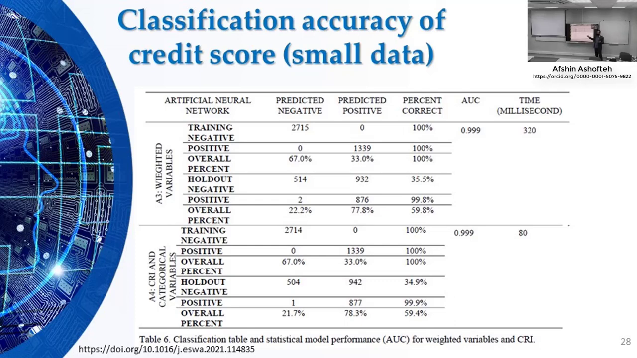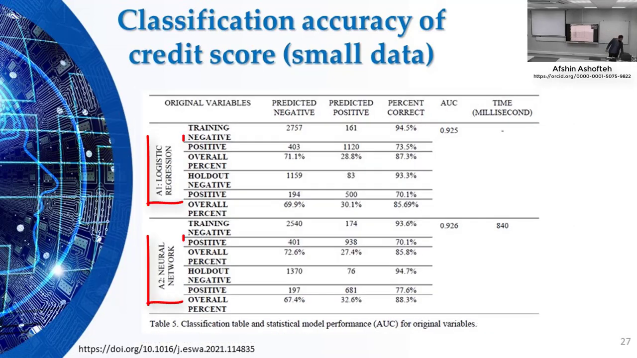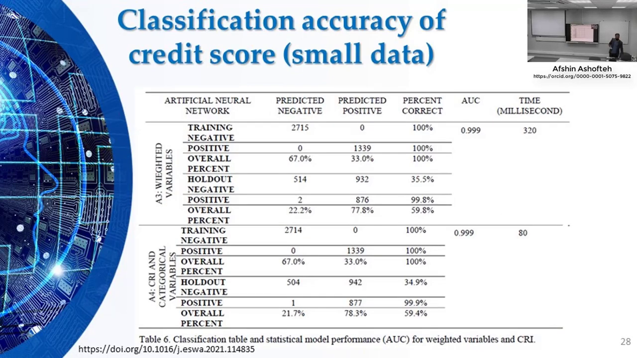And models A1 and A2 use unchanged variables to categorize loans into groups of default and non-default, to show how much the new models are able to improve the accuracy and performance of classification. As is common practice in credit scoring, statistical model performance is measured by the area under the receiver operating curve, as we said, AUC, and it is represented in tables 5 and 6.